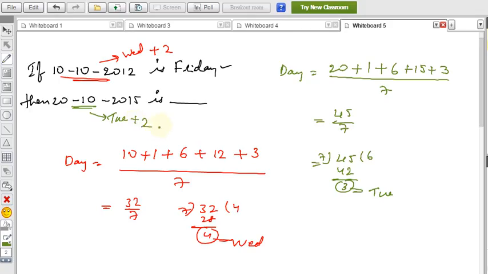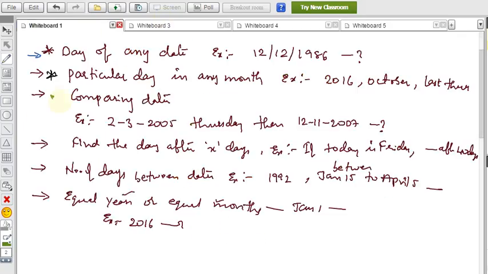So we need to add plus 2. So Wednesday and Thursday. So October 10, 2012 if it is Friday, then October 20, 2015 is a Thursday. So original dates we'll find out and according to that we'll compare. Similarly we'll find the original date of this and plus 2 also we should do. Okay, this is the third method, comparing dates.